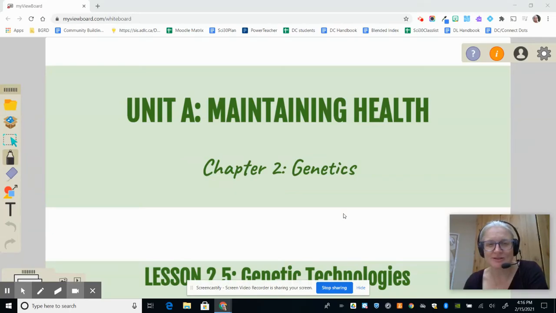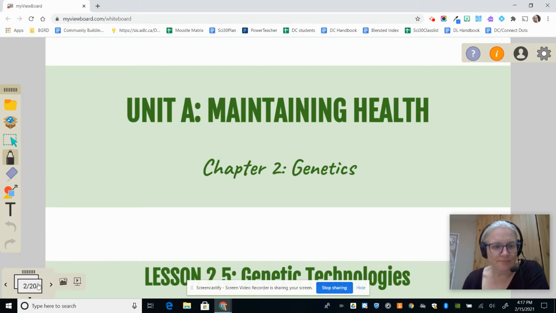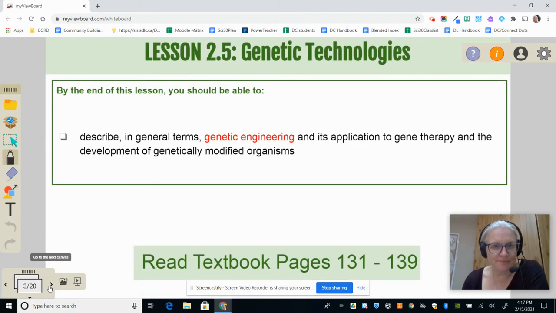All right, welcome to Science 30, Unit A, Chapter 2, Genetics, and this is the last lesson in the chapter on genetic technologies. By the end of this lesson, you should be able to describe in general terms genetic engineering and its application to gene therapy and the development of genetically modified organisms. We have the textbook pages down there that we'll be referring to.